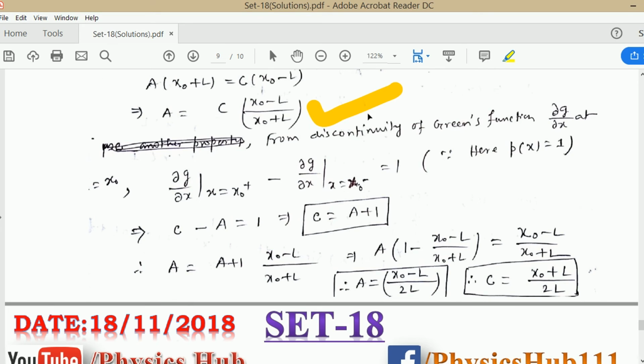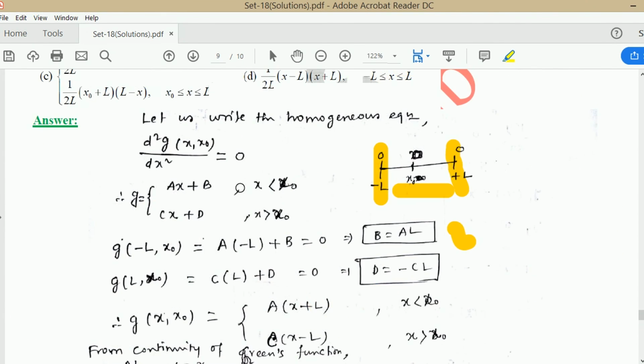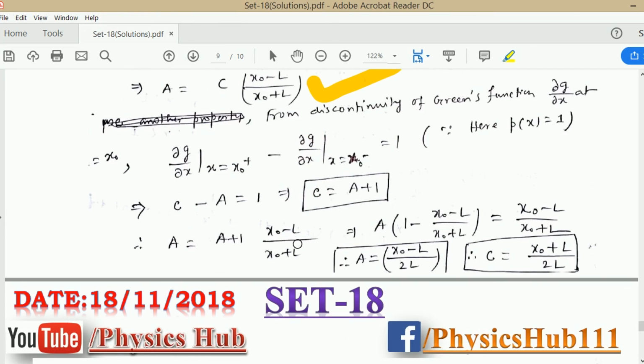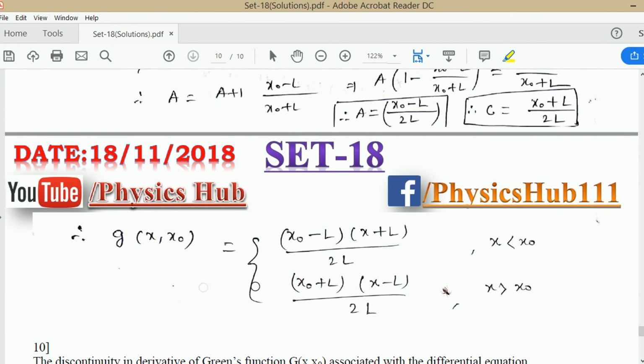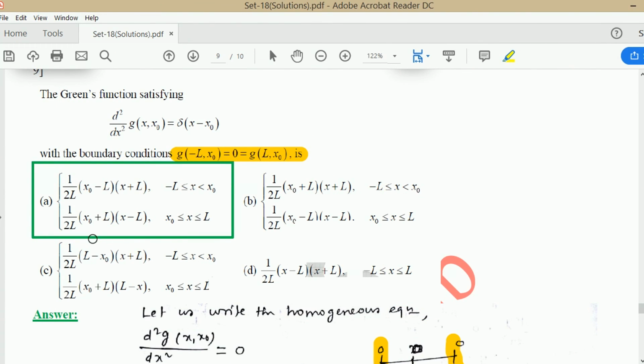We just put the value here and we got a equals this. So a is found in terms of the known parameters, and accordingly c we got in terms of the known parameters. Then we put the values of a and c here, and G involved the unknown constants, and we have found all the unknown constants, so we got G like this. And it is matching with option 1.